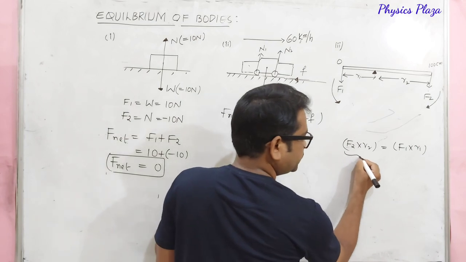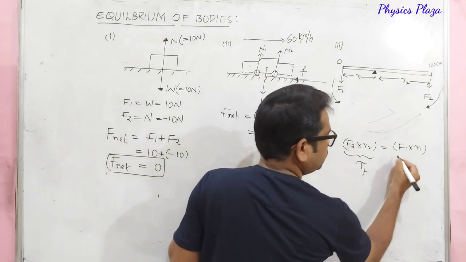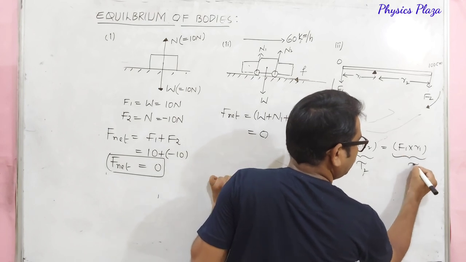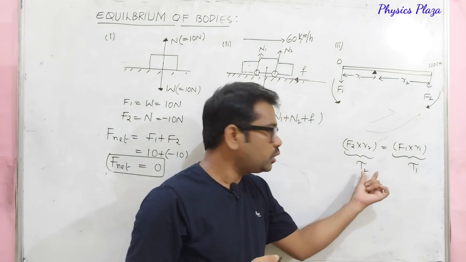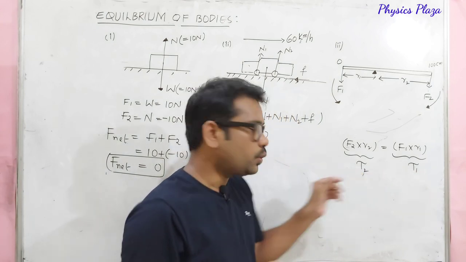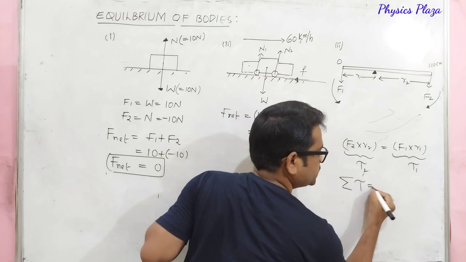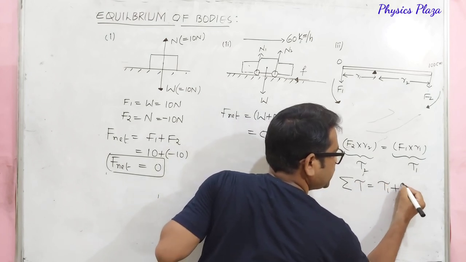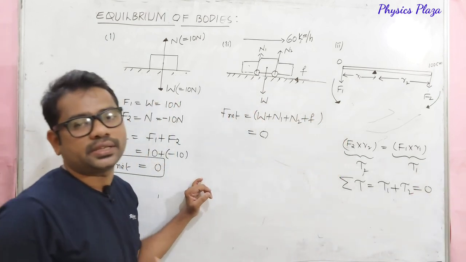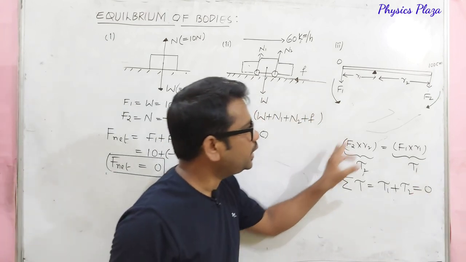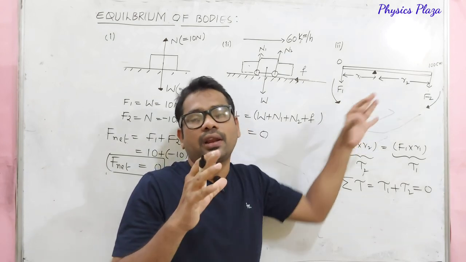So this is tau 1, that is moment of force. Let us say tau 2, not a problem. And this will be tau 1. So which means what? Anticlockwise moment of force equals clockwise moment of force. Or else we can say that the algebraic sum of the moments of force, that is tau 1 plus tau 2, is 0. So then what will happen? It rotates neither in a clockwise direction nor in an anticlockwise direction.